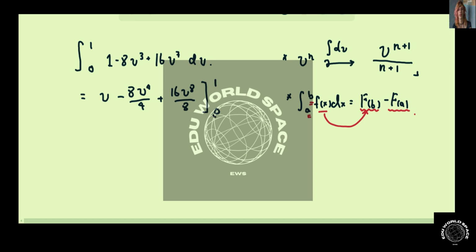Now, when I plug in 0, you can see that all of these expressions are going to be 0, so I am not going to worry about it. And plugging in 1 is also quite simple. So you just need to say this is 1. 8 divided by 4 is 2. And 16 over 8 is also 2. These two terms cancel each other out. So the result is 1. And this is how you solve these kinds of problems.